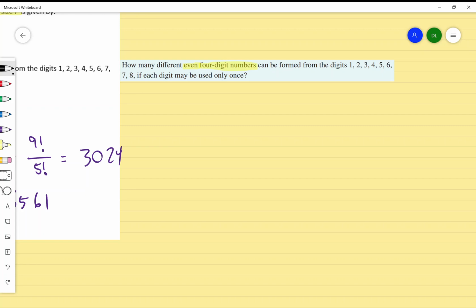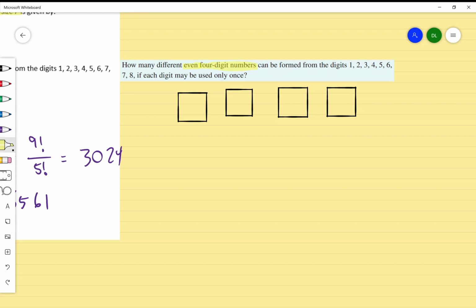Let's focus on the restriction. We work with the restriction first because it typically makes it a lot easier to answer. So we have 4 boxes that need to be filled, right? 4 boxes because each and every box represents one of the digits of the code. Now the most important part, the key restriction here is even. So I'm going to go ahead and focus on the fact that there are 4 even numbers, 2, 4, 6, and 8. And our code must end in one of those numbers. So there are only 4 possibilities for the last digit.